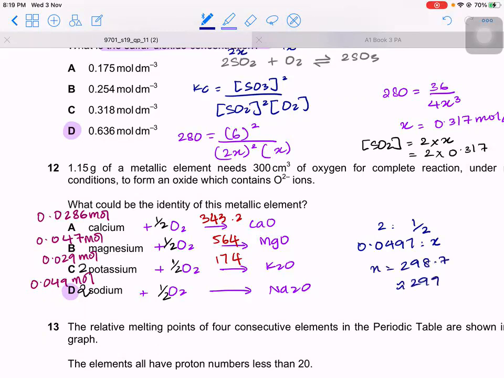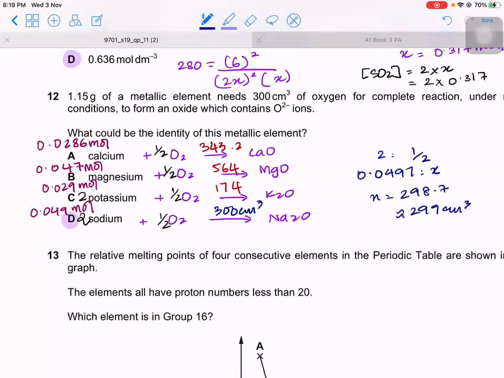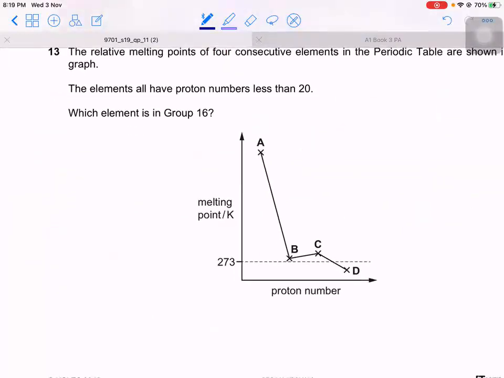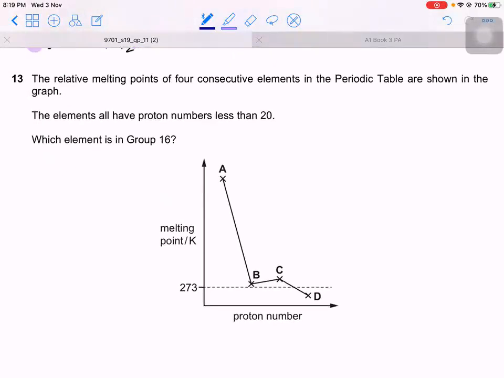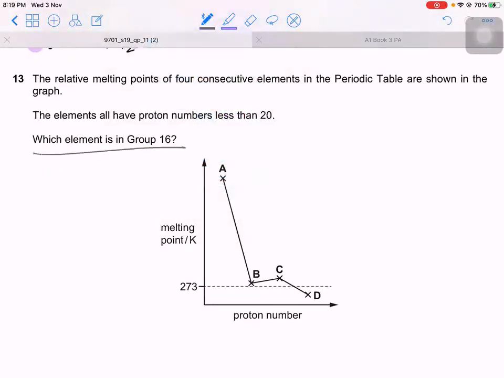So roughly 299 cm3, and that is 300 cm3 here. The answer is D. The relative melting points of 4 consecutive elements in the periodic table are shown. The elements have proton numbers less than 20. Which element is group 16?